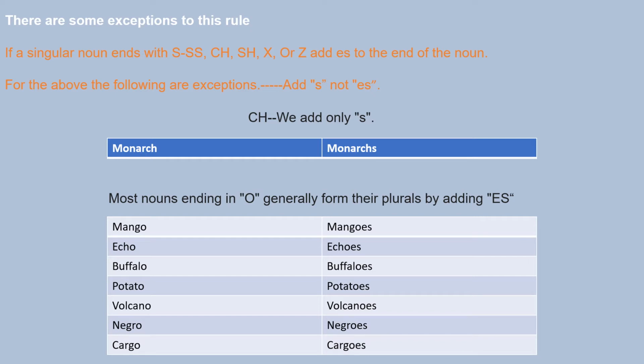Then, most nouns ending in o generally form their plurals by adding es. For example, mango. Mango ends with the vowel o. So you add es after o. Mango, mangoes; potato, potatoes; volcano, volcanoes; negro, negroes; echo, echoes; buffalo, buffaloes; cargo, cargoes.